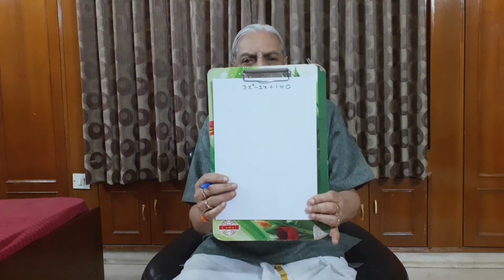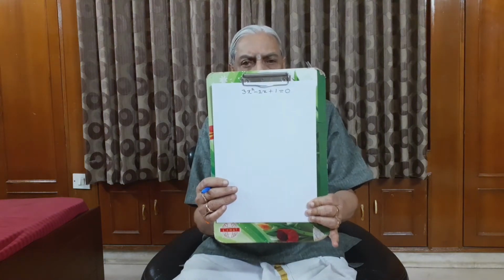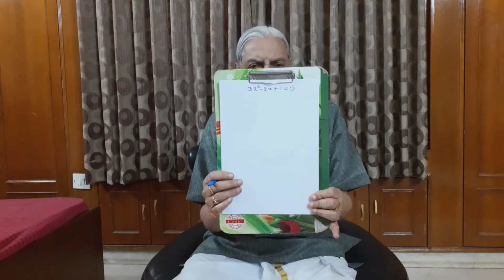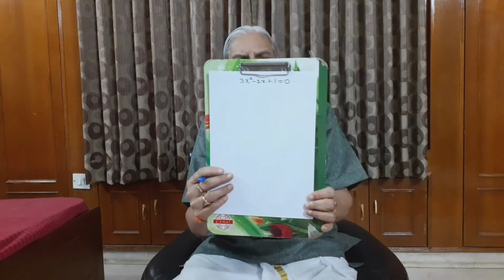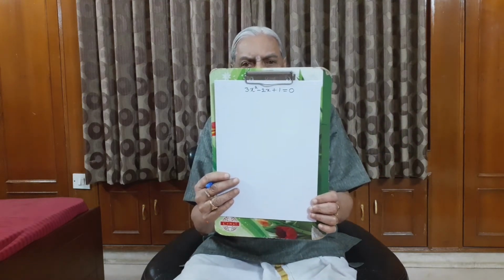I shall go to the third problem. Please be ready. Write down the problem. You will be able to see that. 3x squared minus 2x plus 1 equals 0. Write it. 3x squared, yes, minus 2x plus 1 equals 0.